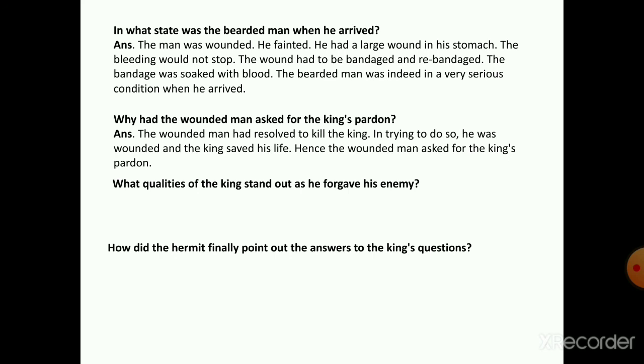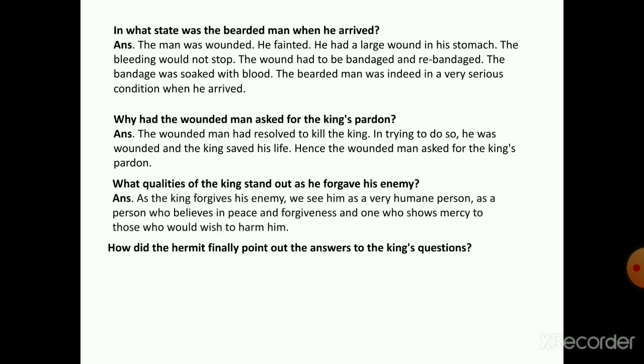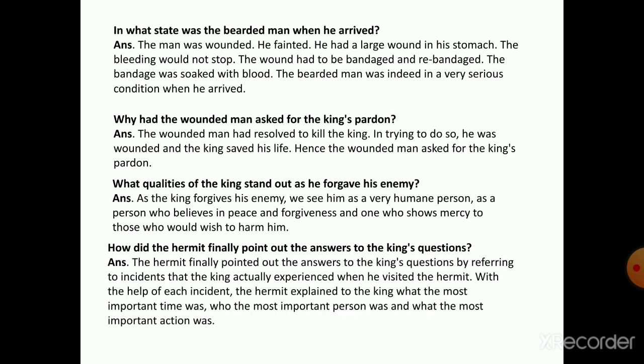Then sixth question is, why had the wounded man asked for the king's pardon? Its answer is, the wounded man had resolved to kill the king. In trying to do so, he was wounded and the king saved his life. Hence the wounded man asked for the king's pardon. Then seventh question, what qualities of the king stand out as he forgave his enemy? Answer is, as the king forgave his enemy, we see him as a very human person, as a person who believes in peace and forgiveness, and one who shows mercy to those who would wish to harm him.